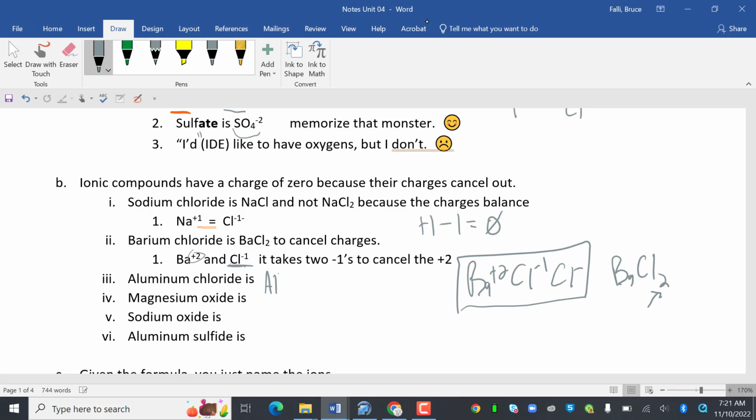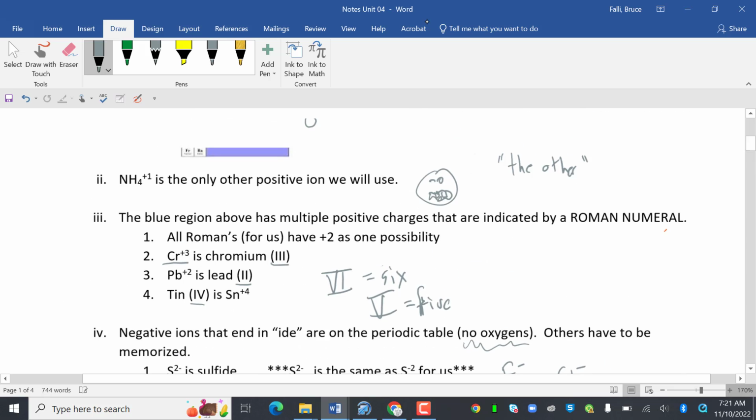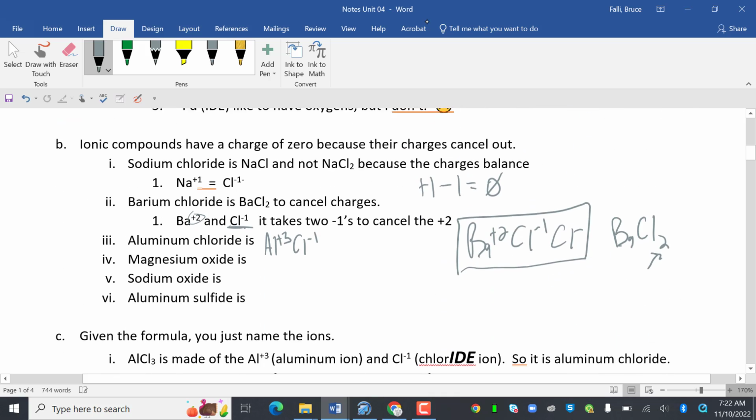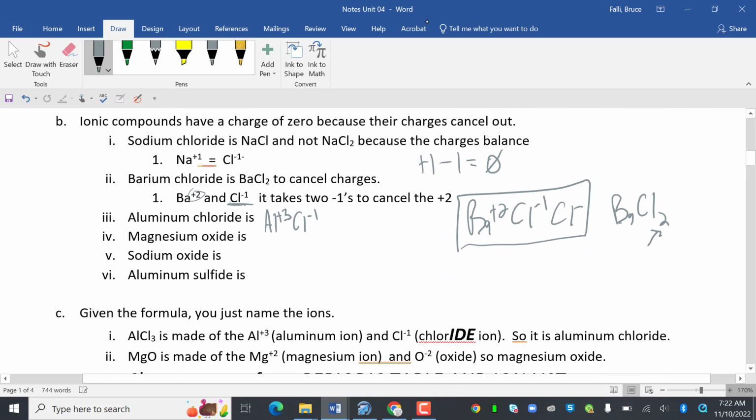Aluminum chloride is Al +3, Cl -1. And how did I get the Al +3? Here's aluminum, and chlorine, same thing. Here, I'm going to show you a little shortcut. After you do a bunch of these, you start to notice that it takes this charge down there, 3, the number, not the negative, there.